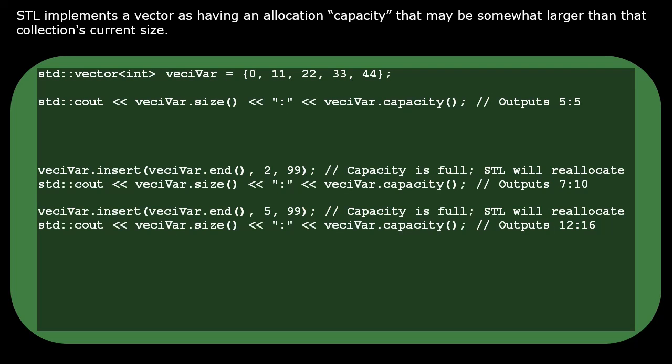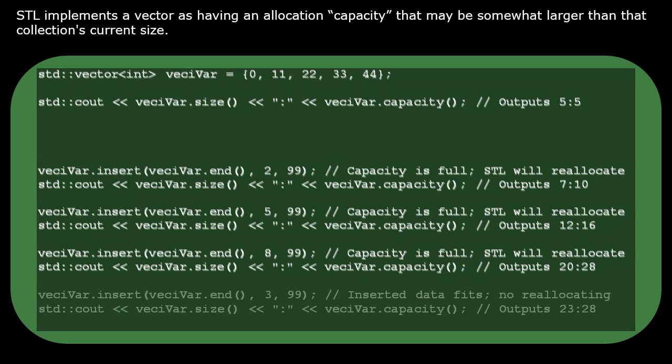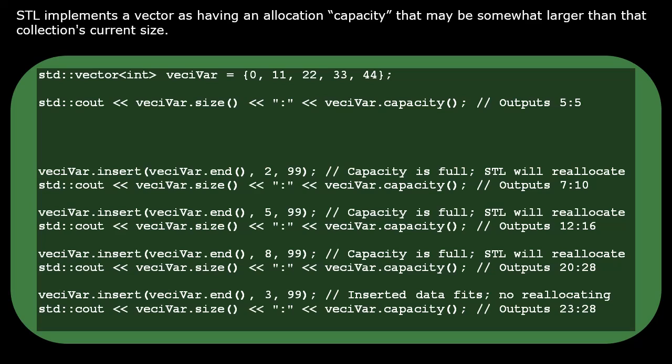When the programmer requests to insert 5 more, again, the desired size of 12 would be too big for the current capacity of 10, so STL does that reallocation once again, now making the capacity 16. When usage exceeds that 16, reallocation happens again. But this time, the size was 20 and the capacity was 28, so this requested insertion of 3 items can fit within the empty space without STL needing to reallocate anything.